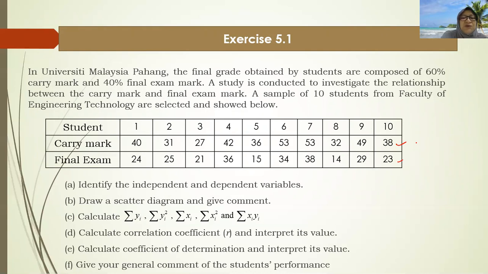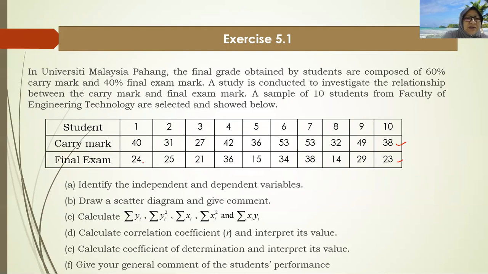Normally in the question, it doesn't specify which one is the independent variable and which one is the dependent variable, but you need to think a little bit. In this case, we know that the final exam is the resultant of the carry marks they got. Normally if students have good carry marks, that means they performed well in all of the assessments, and when they do the final exam, they will perform better.